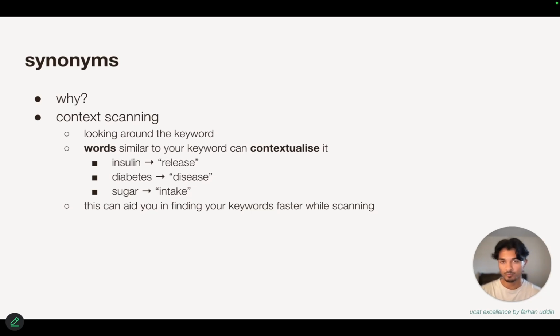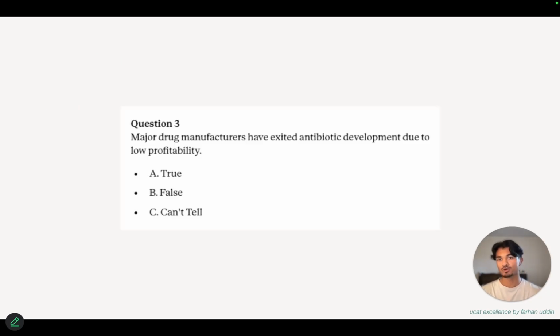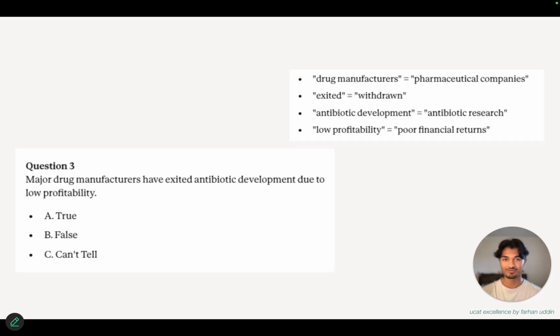So what I want you to do is have a look at this question, right? Major drug manufacturers have exited antibiotic development due to low profitability. And I want you to think in your head, what are some synonyms that could exist for some of these words? And I'll show you some that you could potentially rephrase to like this. So drug manufacturers could become drug companies or pharmaceutical companies. Exited could have been withdrawn. Antibiotic development could become antibiotic research. And low profitability could just mean poor financial returns.